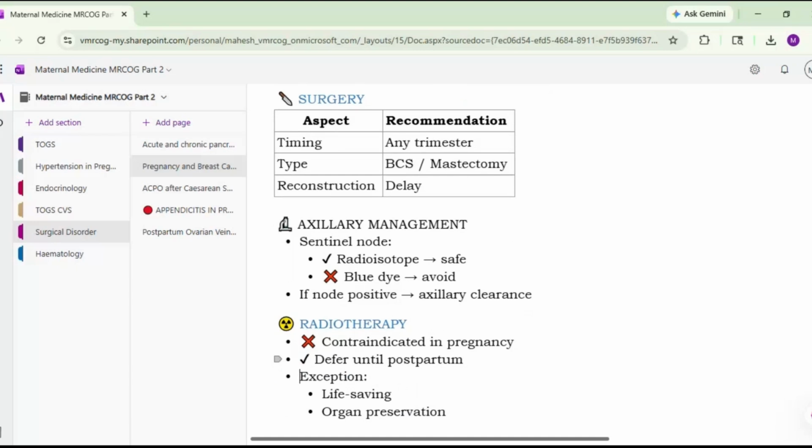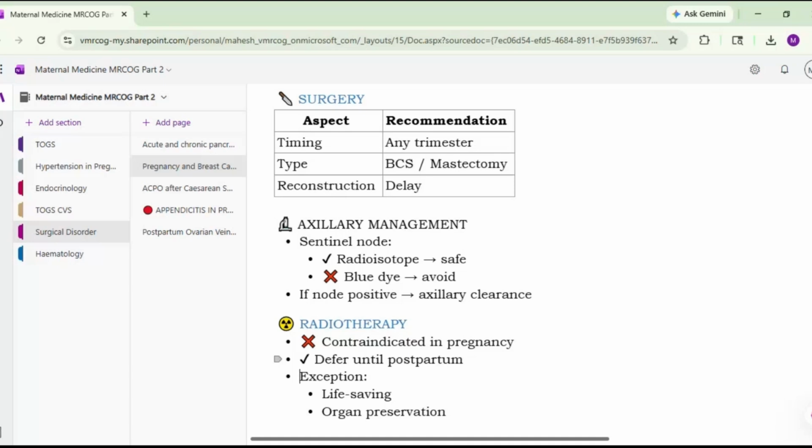Now, what about the axillary management? Okay. So for detection of the sentinel node, radioisotope can be used. Generally, they use technetium-99 and it is safe. However, blue dye is to be avoided. Okay. And if the node is positive, then go for axillary clearance. Okay. So for sentinel lymph node, radioisotope can be used, but blue dye is to be avoided.